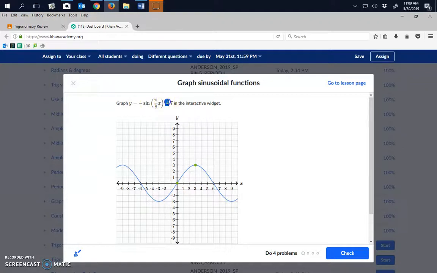Then the second thing I want to look at is my number in the backside, plus 7. That's where the midline of our graph will go. So I move this number to plus 7.